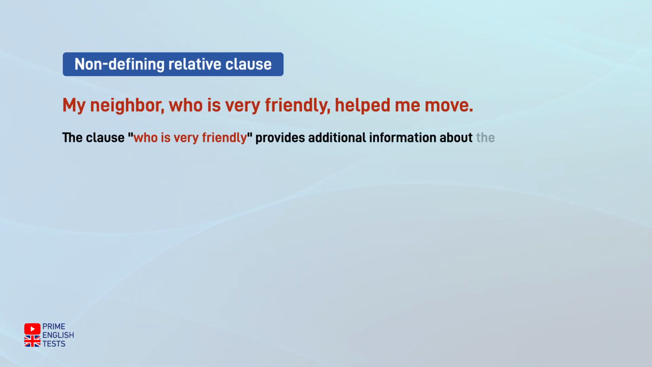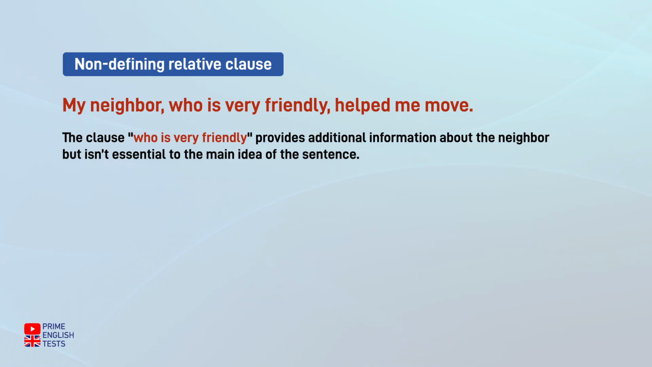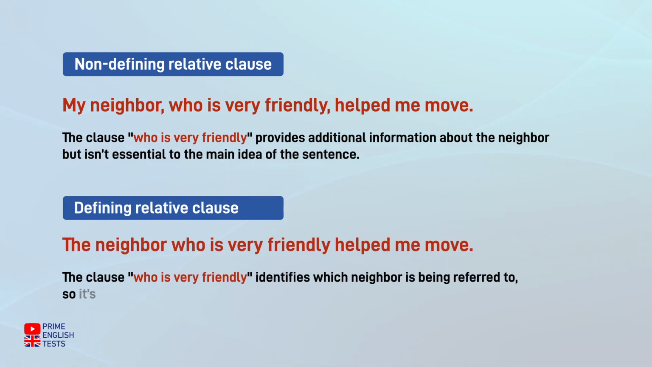My neighbor, who is very friendly, helped me move. The clause "who is very friendly" provides additional information about the neighbor, but isn't essential to the main idea of the sentence. The neighbor who is very friendly helped me move. The clause "who is very friendly" identifies which neighbor is being referred to, so it's necessary for clarity.